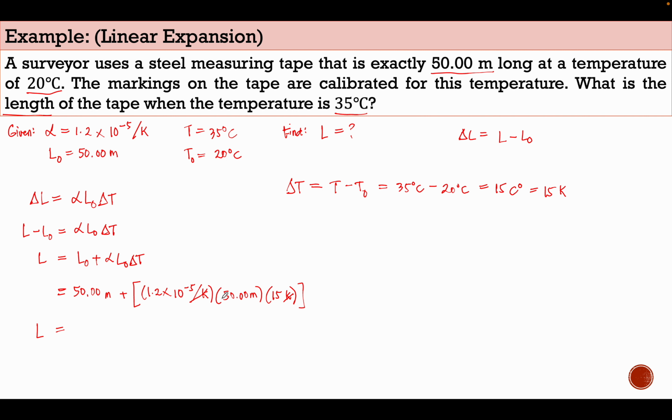Okay, let's try to calculate: 50 plus 1.2 times 10 to the power of negative 5 times 50 times 15. So the final length of this steel is 50.009 meters. Take note here that from 50 meters, which is the initial length of the steel, when we increase the temperature to 35 degrees Celsius, our steel expands, and now our final length is 50.009 meters from the initial length, which is 50 meters. Okay, so that is for our first example.